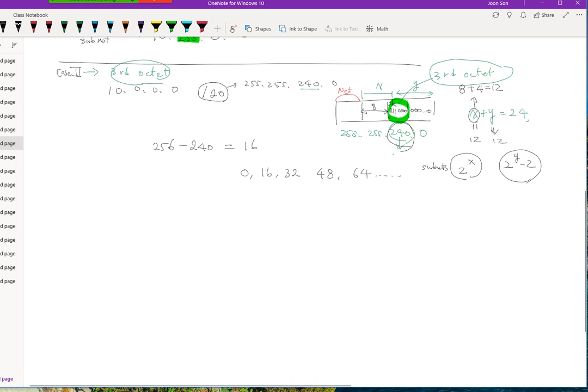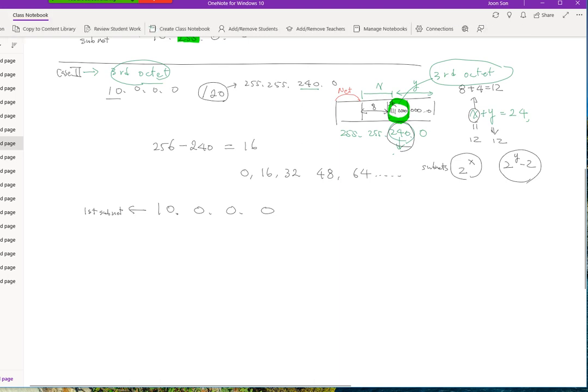So I'm going to write the IP address, 10.0.0.0. So this is obviously the valid first subnet IP address, the first subnet. And you know that this is my network portion.